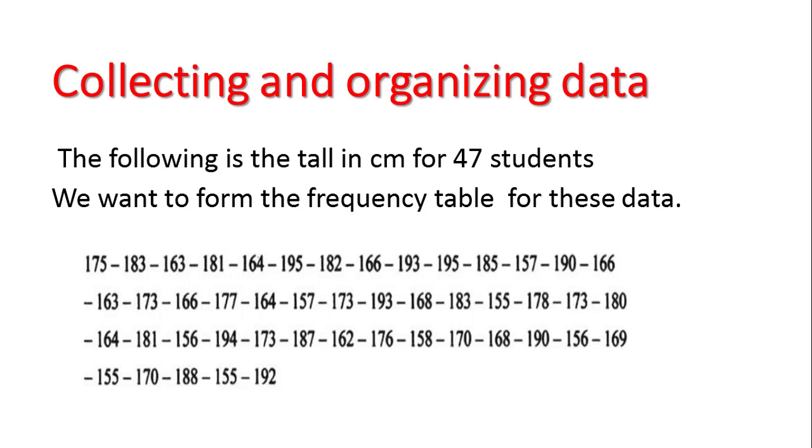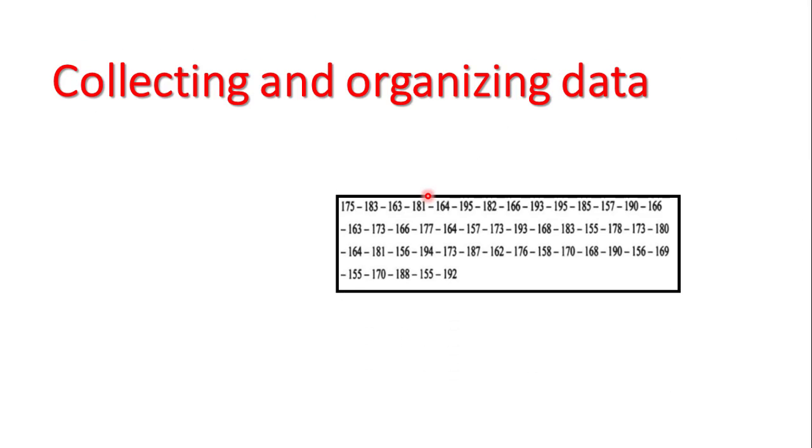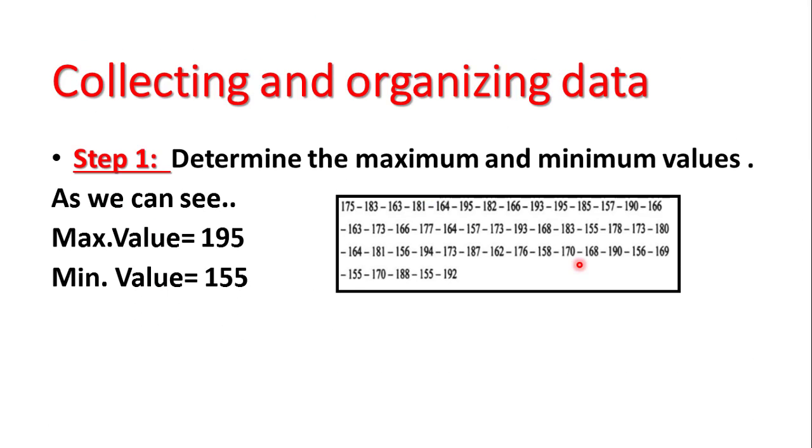Here, for example, we have a set of data. This is the height in centimeters for 47 students. I want to form the frequency table. The first step to form the frequency table is to determine the greatest and the smallest value, or the maximum and minimum value. As you can notice here, the maximum value is 195 and the minimum value is 155.